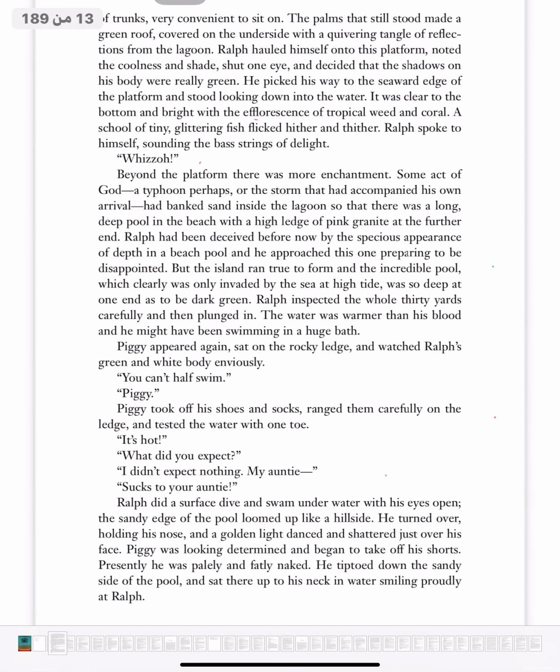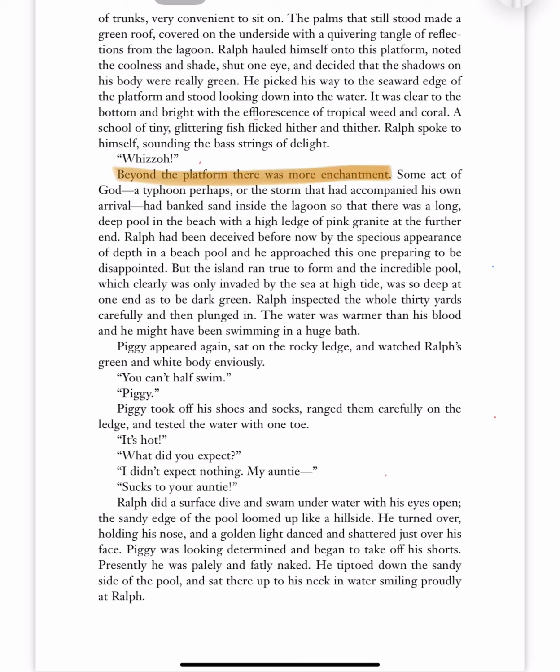Everything presented to us from chapter 1 about the surroundings of the jungle was a matter of enchantment. So this enchantment was continued when the narrator moves to talk about the platform, which is the most important area on the island, because the other boys are going to meet here, and it is the place of meeting. Beyond the platform there was more enchantment.